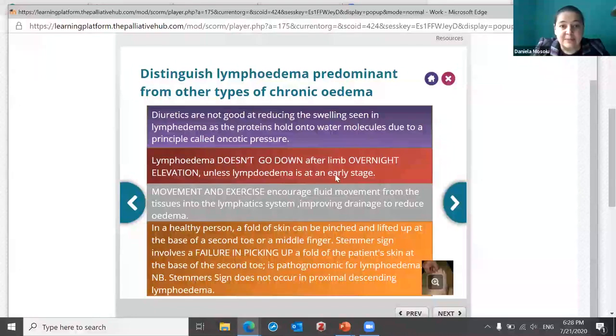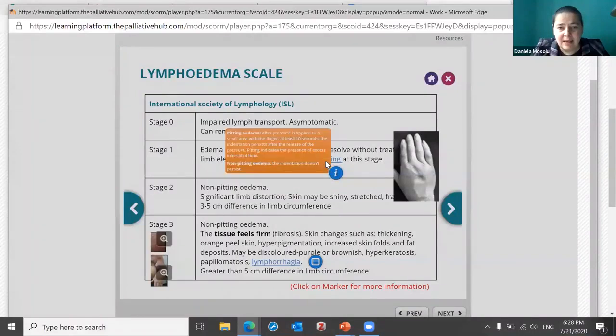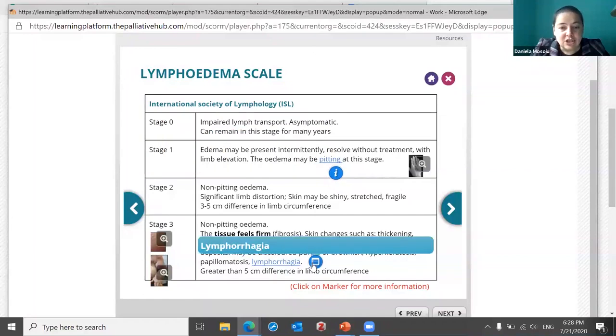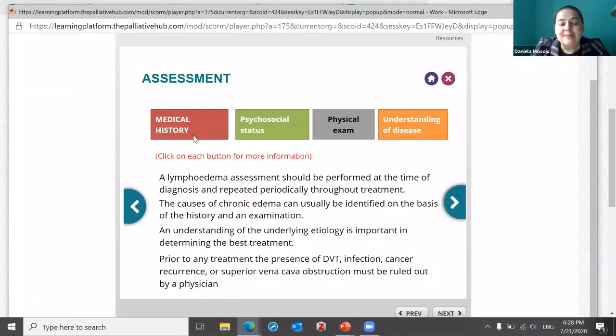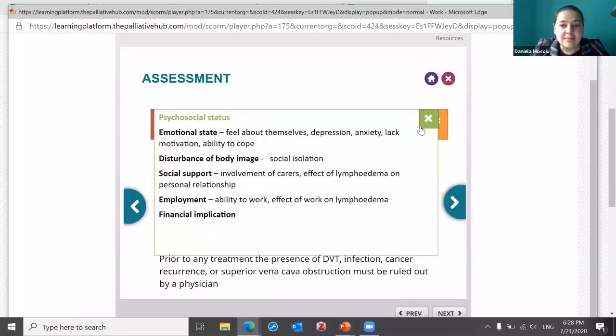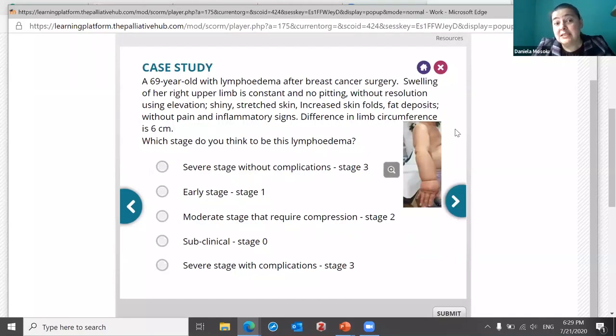And here you have explanations about each of the statements. You also have in the courses scales with images, or more information on more complex issues, or a definition of terminology. In the assessment, again, you can go into each of the elements and learn a little bit more. In order to see if you really have understood what you learned, you have a case study.